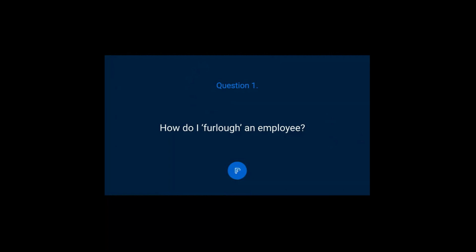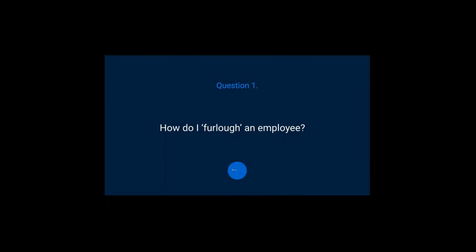The first question is, how do I furlough an employee? So furloughing employees, firstly, you need to choose the employees that you're going to be furloughing. Now, these should only be employees whose alternative, because there is not currently work available for them, would be either being laid off or made redundant.